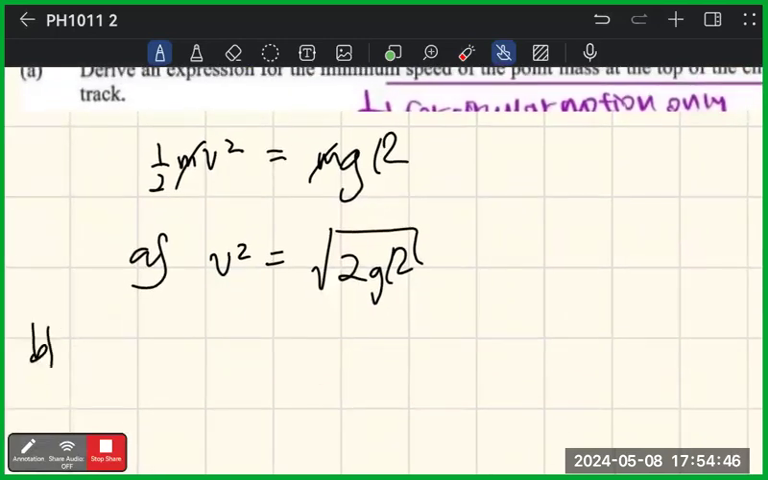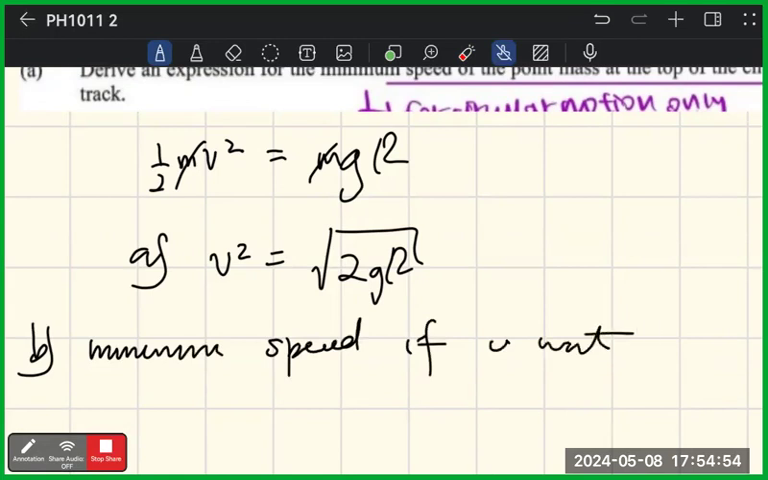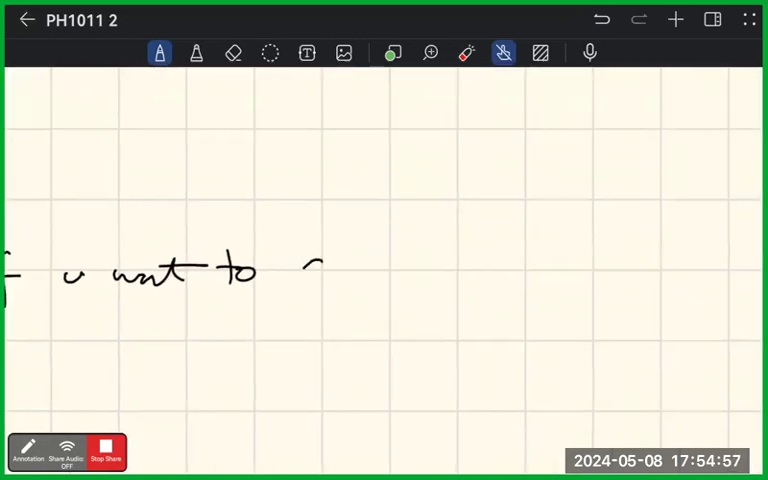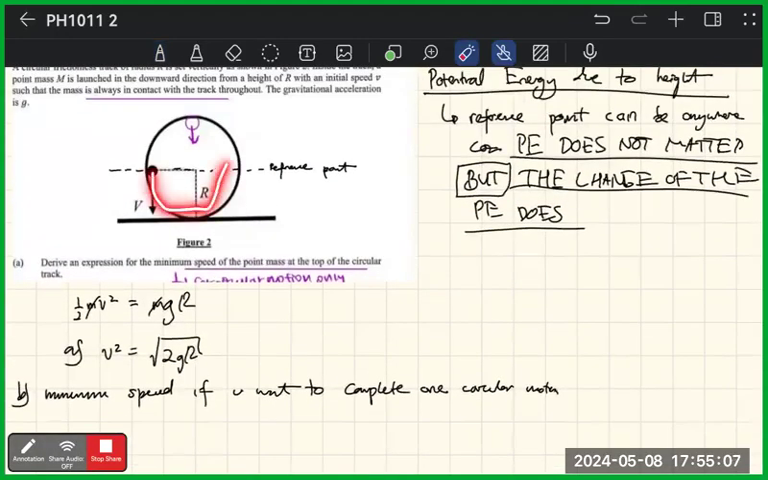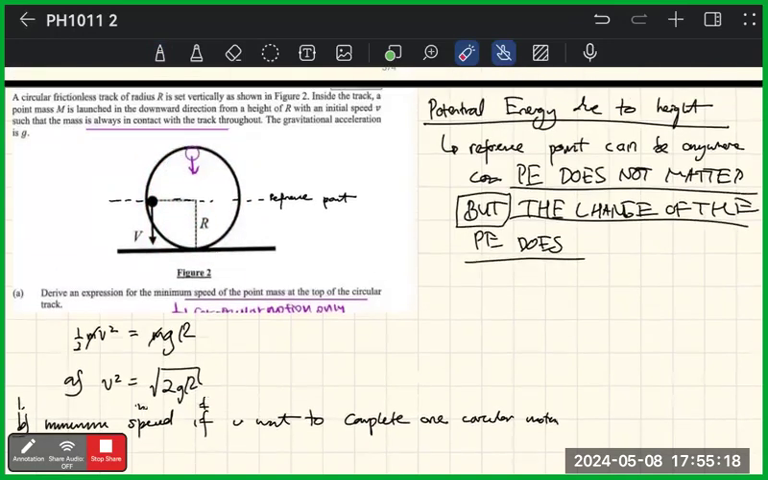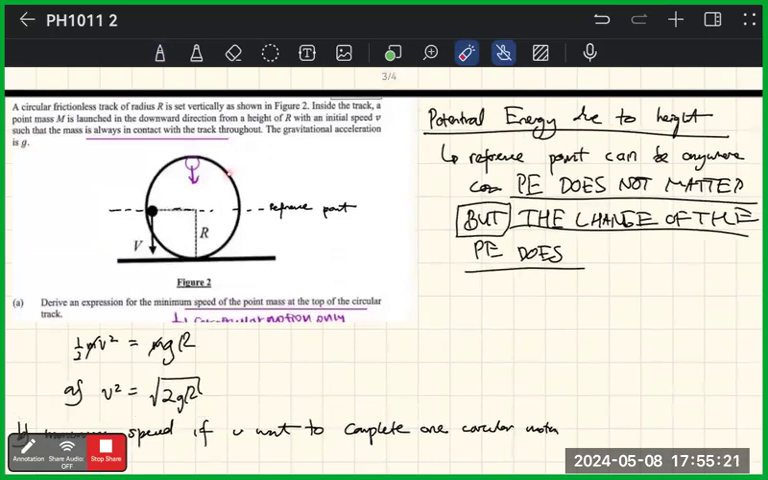Part B is the minimum speed if you want to complete one circular motion. How to complete one circular motion is that at any point of this motion, it will always have to touch the track. Yeah, obviously it has to touch the track, right?